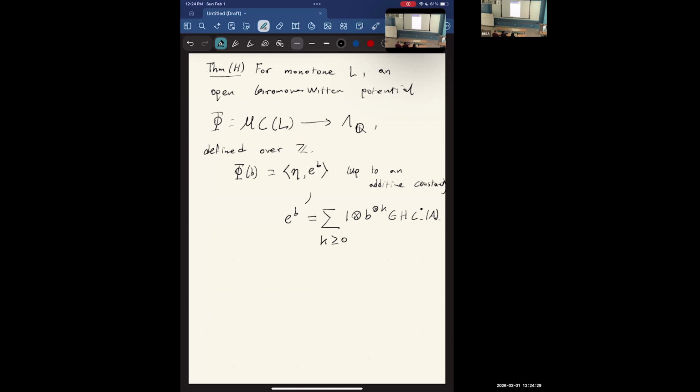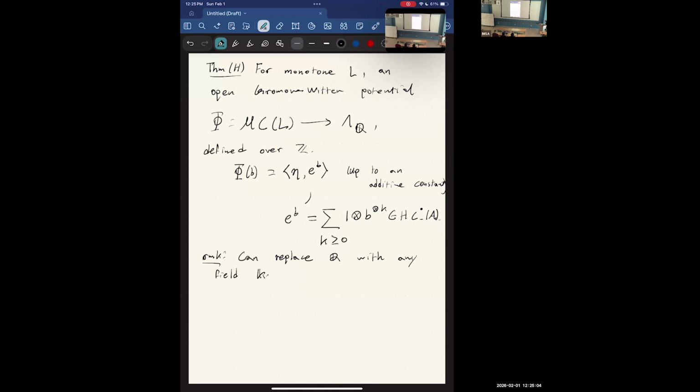So I'll just leave this as a remark, but everything that I was doing so far, we can replace Q with any other field K, possibly positive characteristic.